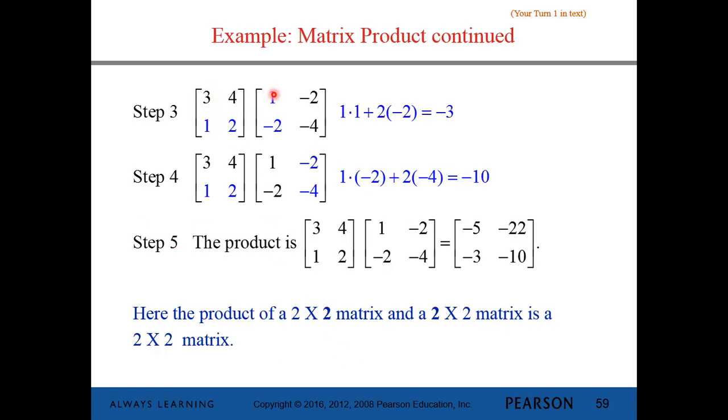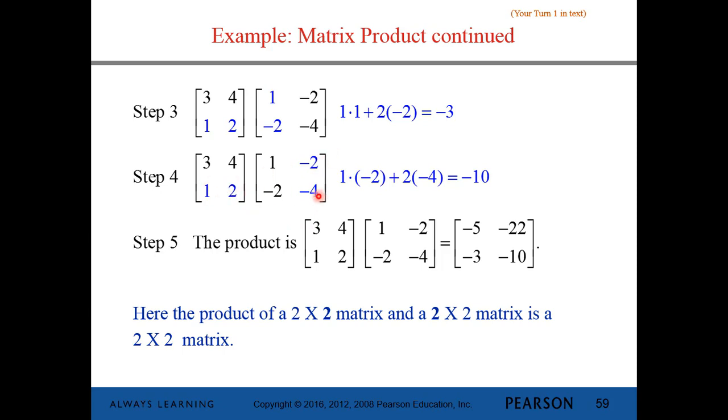So 1 times 1 is 1. 2 times -2 is -4. 1 plus -4 is -3. Okay. And then last but not least, we go second row, second column to get the fourth element of our product matrix. And so it's going to be 1 times -2 is -2.